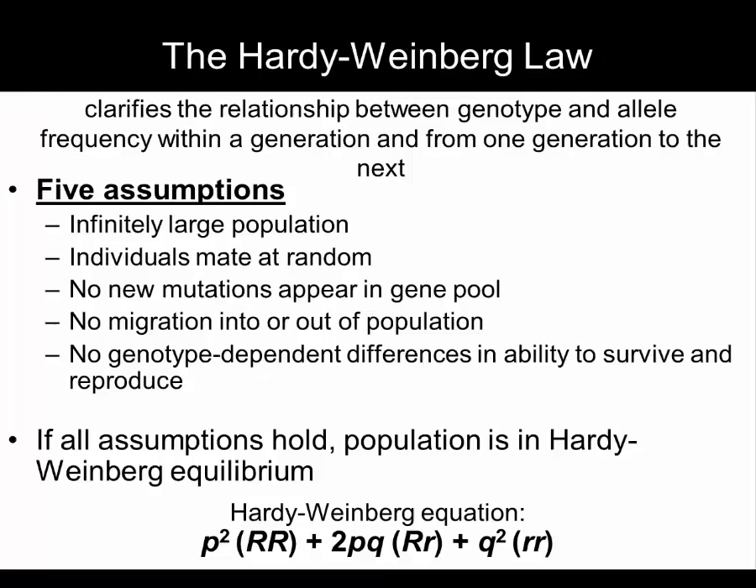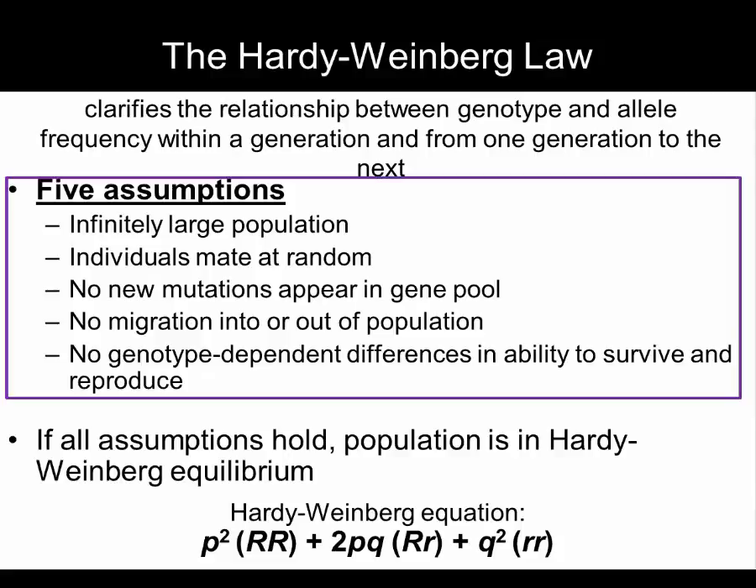Last time, we talked about Hardy-Weinberg equilibrium. For populations with allele frequencies p and q, where p is the frequency for the dominant allele and q the recessive, the genotype frequencies will be p squared for homozygous dominant, 2pq for heterozygous, and q squared for homozygous recessive. But this is only true if these 5 assumptions hold.